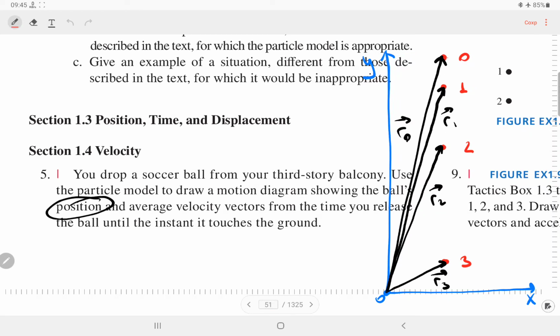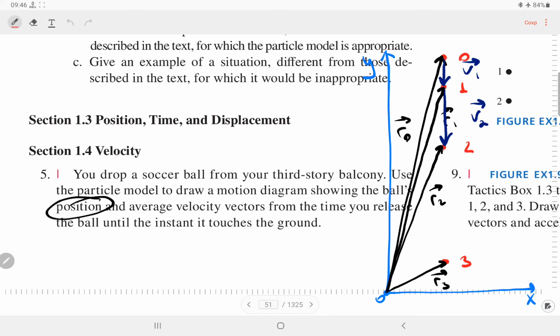Second question, average velocity vector. We need to show it in terms of velocity vectors. Let me choose a different color. So this will be V1. Yes, V1, it's a vector, so that's why we need to use this kind of arrow above the symbol. This is V2. And as you see, the size of V2 is bigger than the size of V1.